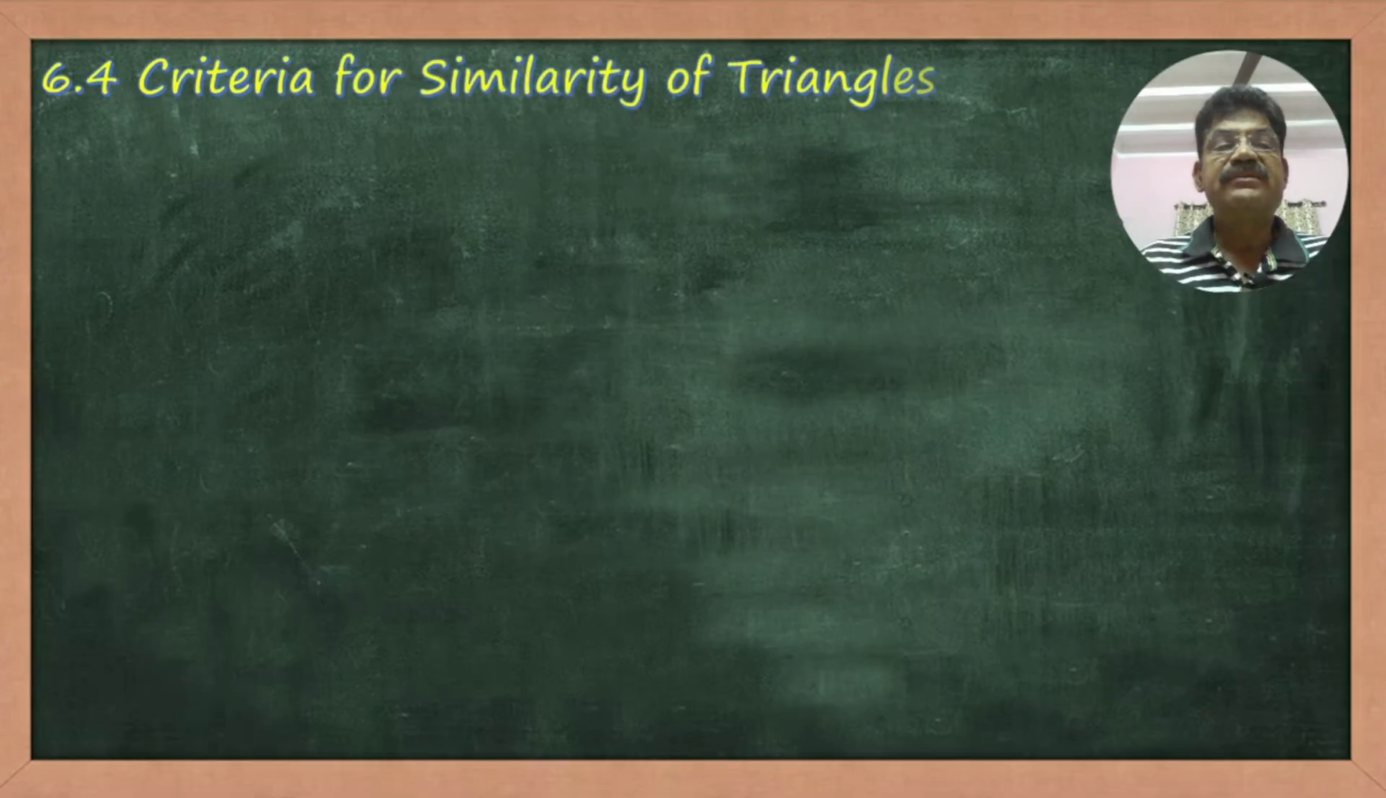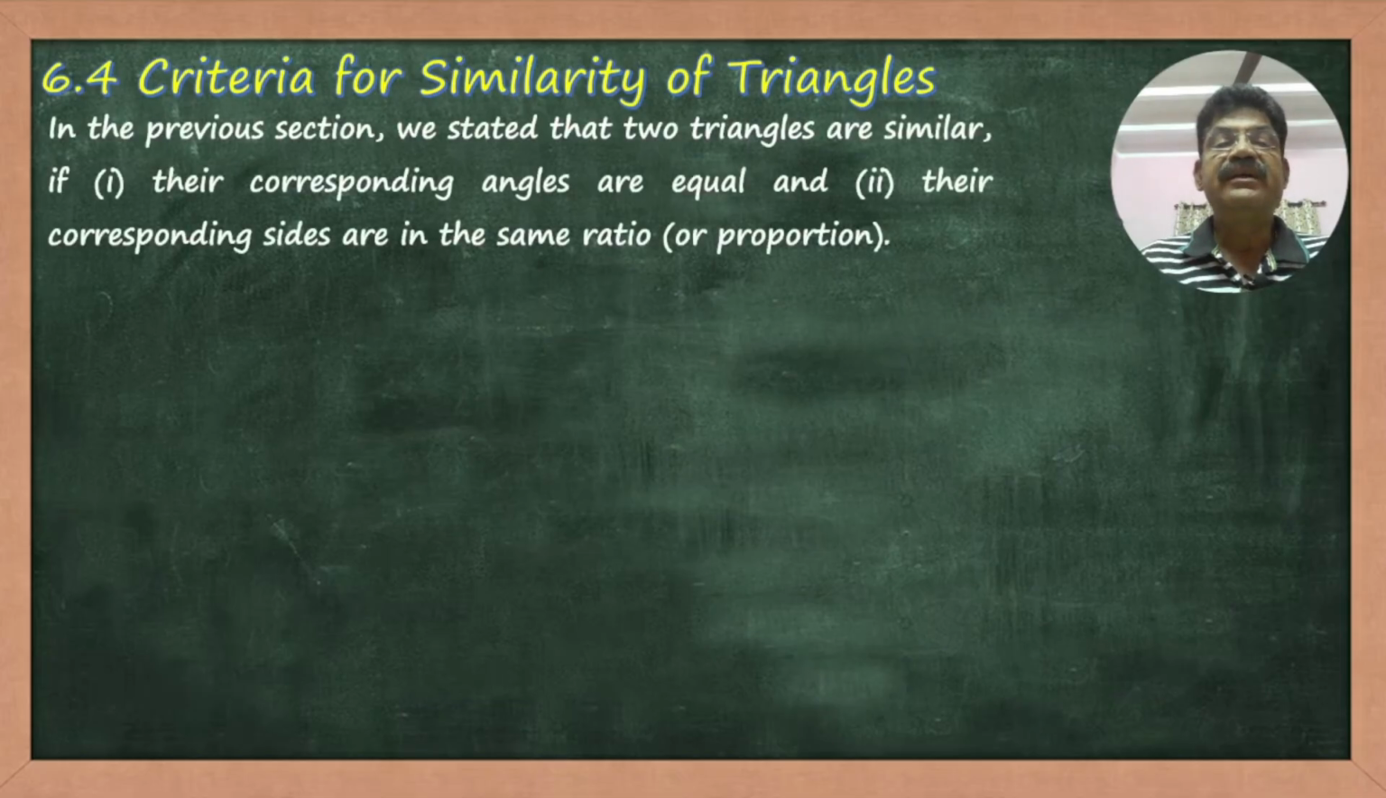In this video class, we are going to see criteria for similarity of triangles. Already we studied the definition of similar triangles. Two triangles are said to be similar if two conditions are satisfied: their corresponding angles are equal and their corresponding sides are in the same ratio. Now what we are going to study is, can we relax any one of these conditions?